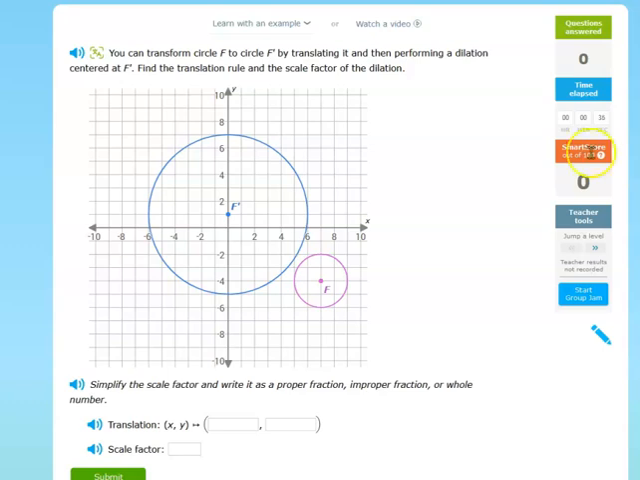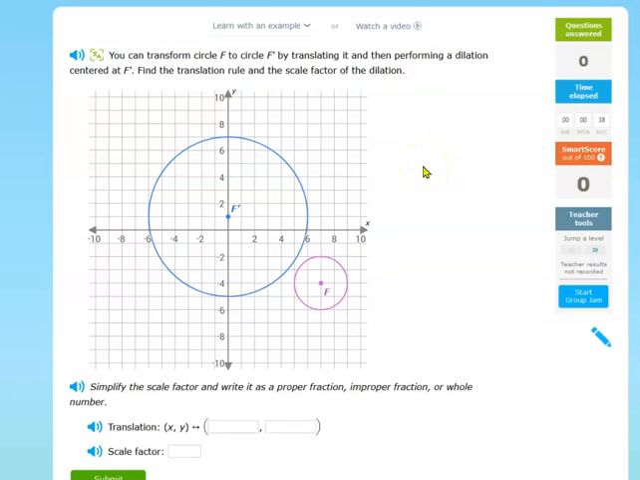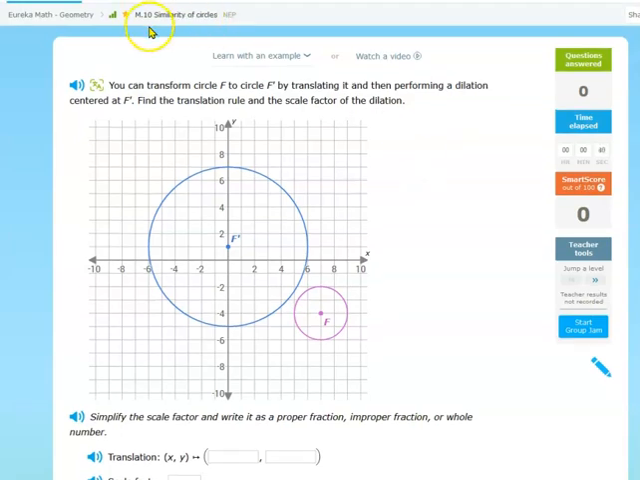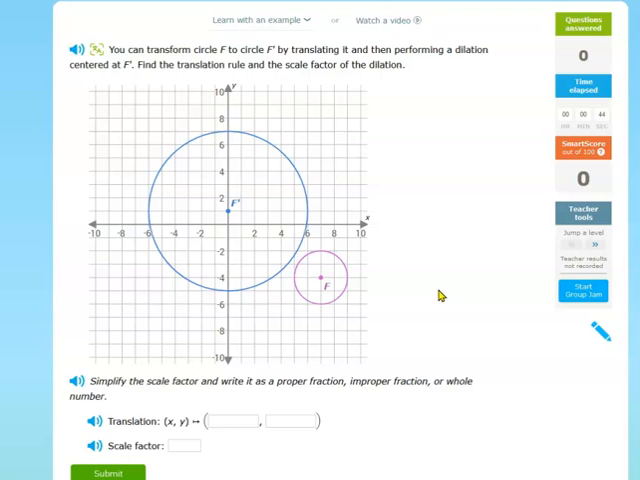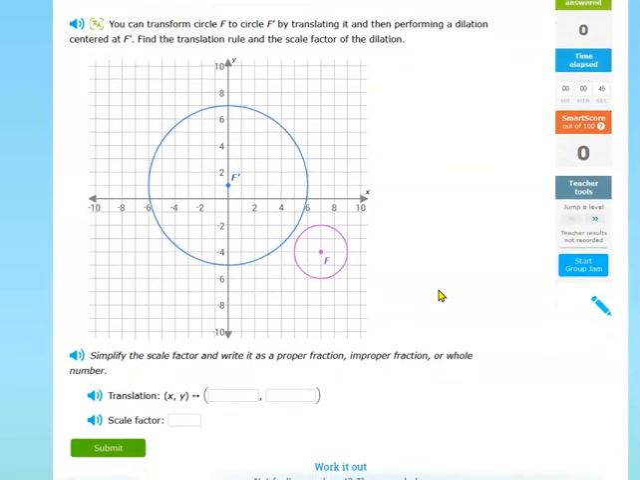Okie dokie, guys. This video is going to be all about IXL similarity of circles. So let's see what we do here. We'll start up at the top. It says, you can transform circle F to circle F prime by translating it and then performing a dilation centered at F prime. Find the translation rule and find the scale factor of the dilation.